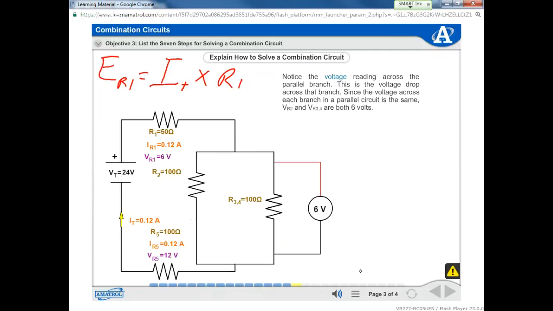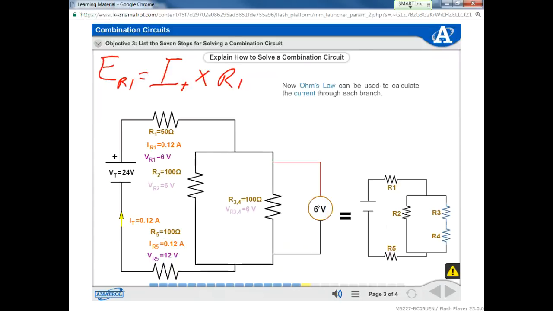Since the voltage across each branch in a parallel circuit is the same, V sub R2 and V sub R34 are both 6 volts. Click on the voltage reading I showed you earlier, 6 volts, to assign it to V sub R2 and V sub R34. Now Ohm's law can be used to calculate the current through each branch. Click on R sub 2 and V sub R2 to calculate I sub R2, the current through R sub 2.